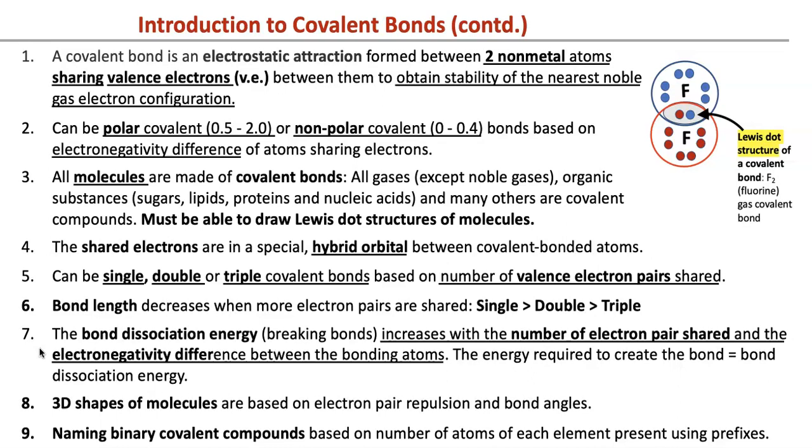And then, based on the electron pair repulsion of bonding electrons, there are 3-dimensional shapes and bond angles formed. We will discuss that also. This leads to different molecular geometries. Finally, we will look at naming binary compounds made with 2 different elements, and how you name them based on how many atoms of each element are present using prefixes.